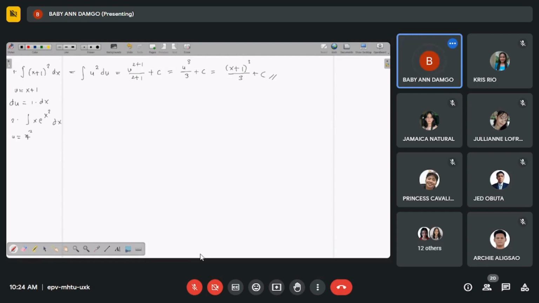Okay. So our du, so this is equal to, the derivative of x squared, this is 2x dx. Okay? So ato ni siyang i-transform. Mag-substitute ta siya. So we have this is equal to e to the x squared times x dx. Okay? So since ang need na ato is x dx, so we divide both sides by 2.